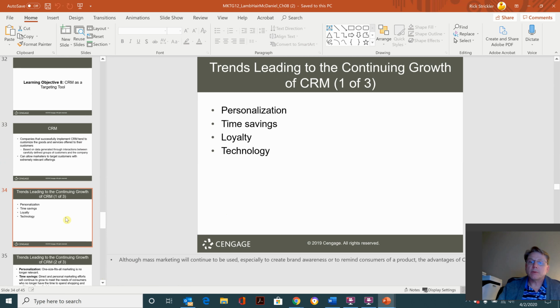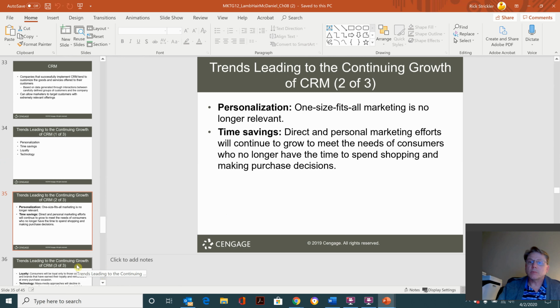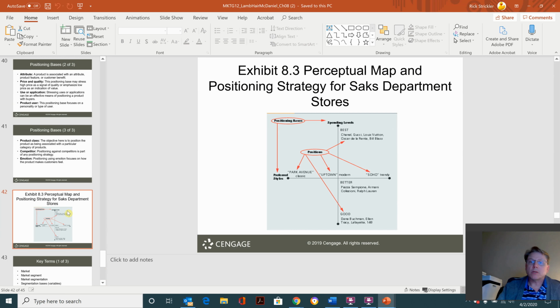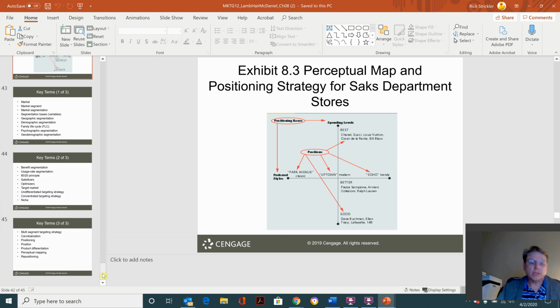So personalization, time saving, loyalty, and technology are the trends for continuing growth. Personalization: one size fits all marketing is no longer relevant in our society. Okay. And finally, we go down to this model here, perceptual map, positioning strategy for Saks department stores, which obviously, since everything's being closed, it would be switched online. So actually now Saks has an advantage over other retailers of the same type of quality that do not have a huge online presence. Okay, and then we go into the key terms.